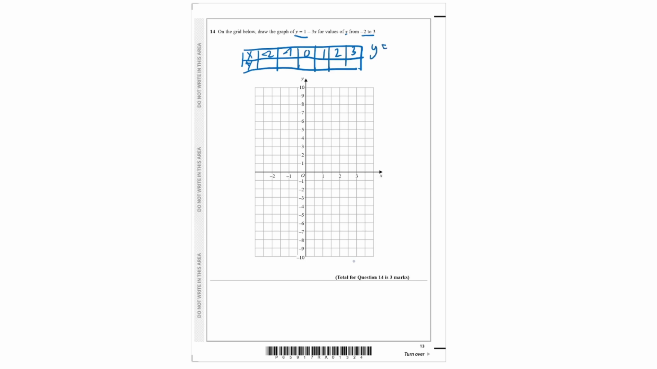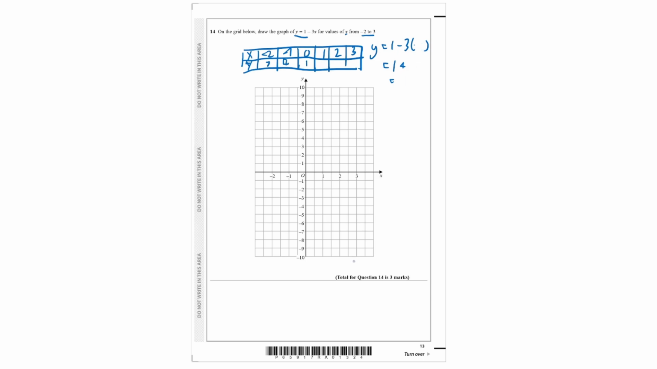So y is equal to 1 minus 3 times, the first value is -2. And then we have 1, -3 times -2 is +6. So we get 7. Moving on, we have -3 times -1 gives us +3. So we get 4. Moving on, we have 0. -3 times 0 is just 0. So we get 1 plus 0, and that's 1.